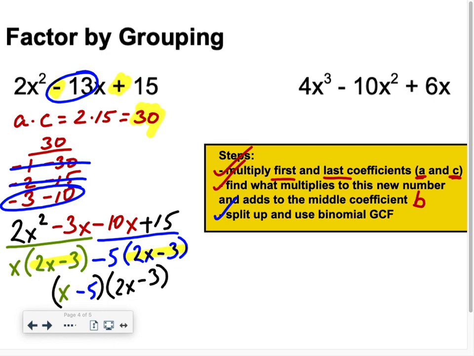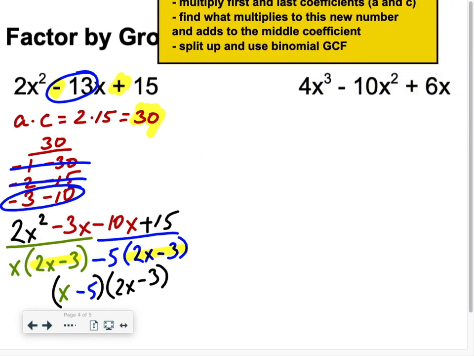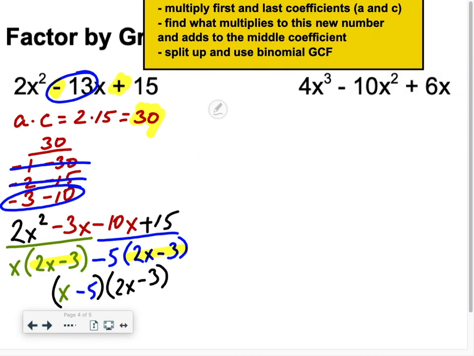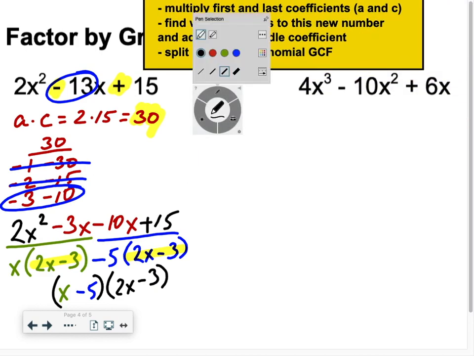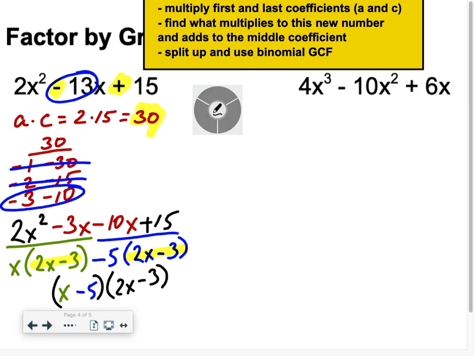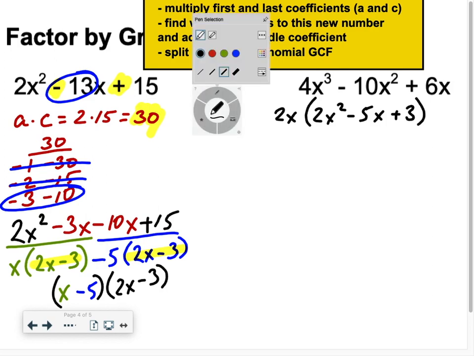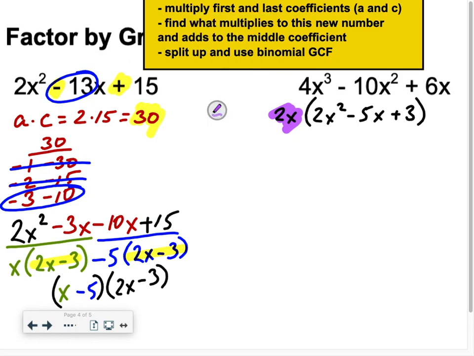Let's take a look at the second one. Just going to move this over. I'm going to multiply the first and the last together. I can't do that yet because it has a GCF. So let's take out that GCF. 2x goes into all of these. So I'm going to have 2x times the quantity 2x squared minus 5x plus 3. And that 2x is going to stick with us for a while. Don't forget about it. It's coming back.